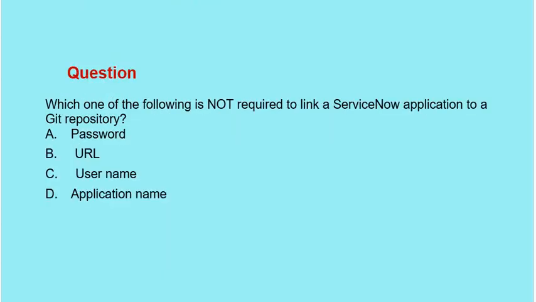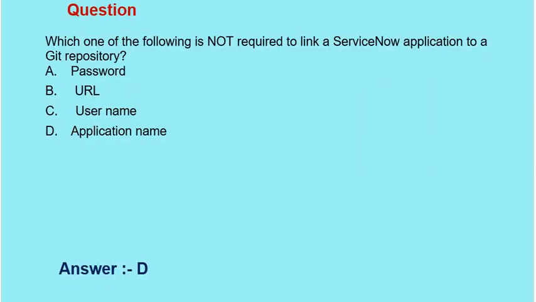Question is, which one of the following is not required to link a ServiceNow application to a Git repository? Option A, password. Option B, URL. Option C, username. Option D, application name. Correct answer is option D.